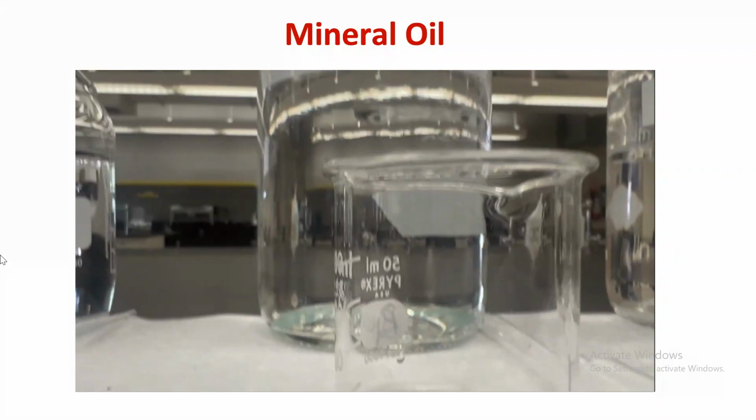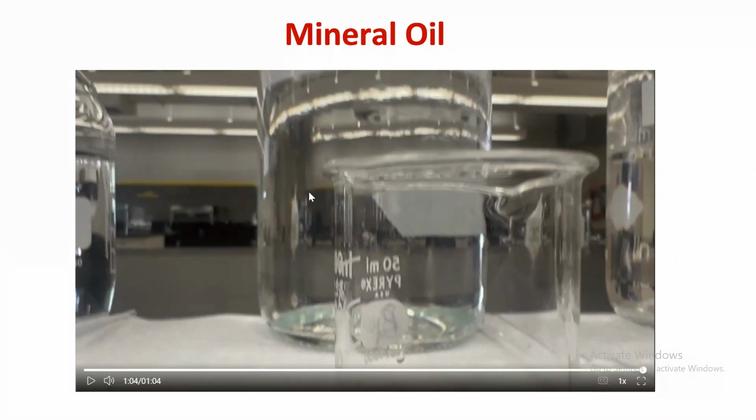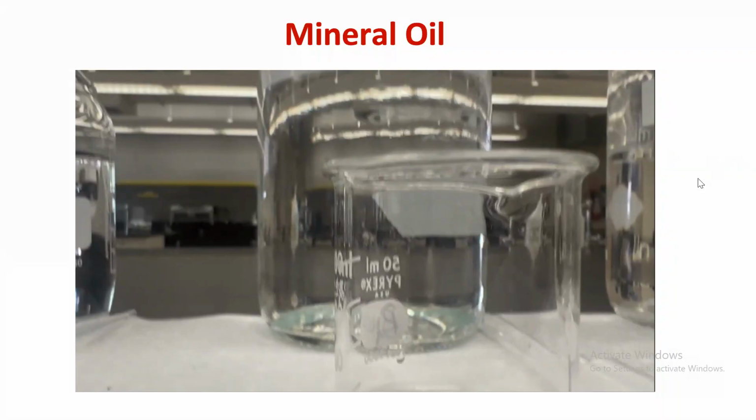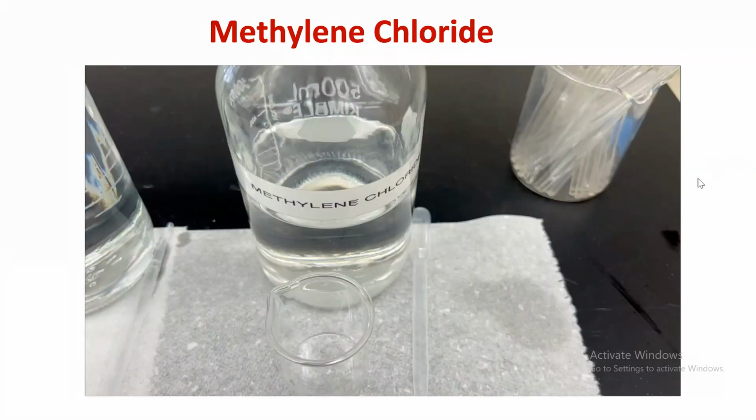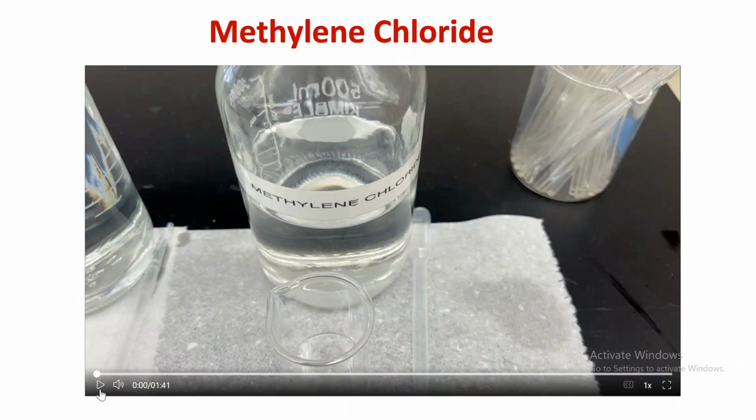And if it's the top layer, again, just like ethyl acetate, therefore, is it more dense or is it less dense? Correct. That means it is less dense. And our final liquid for this experiment is methylene chloride.